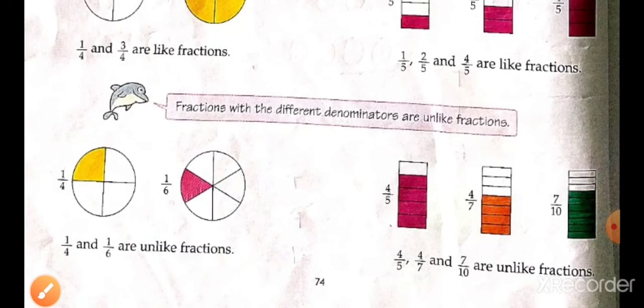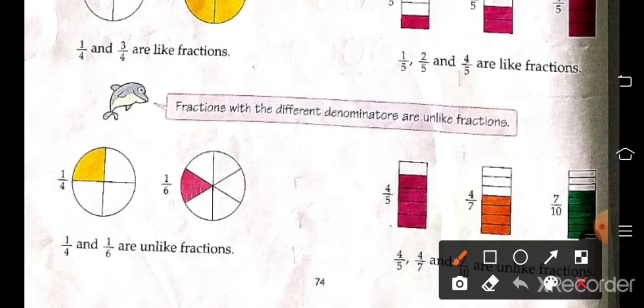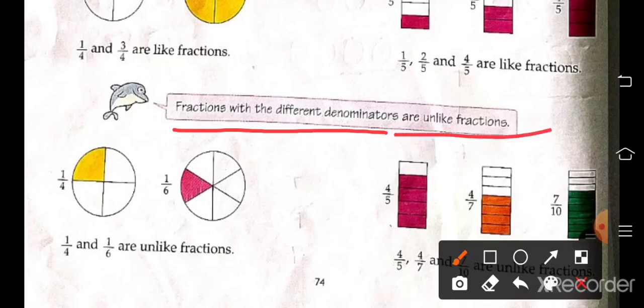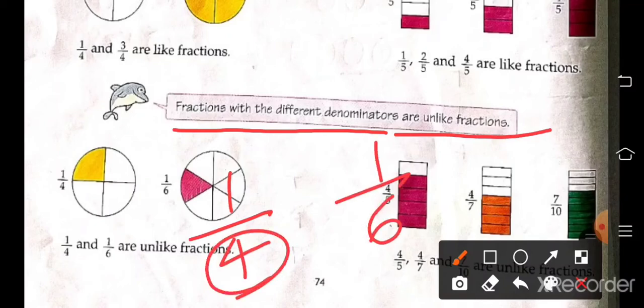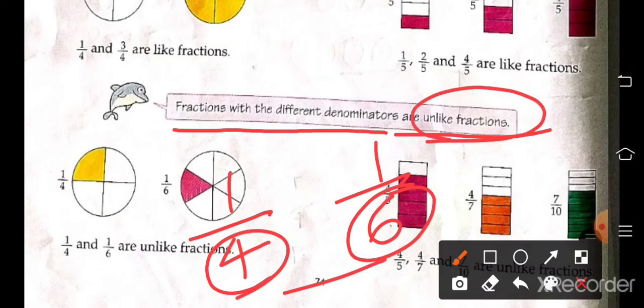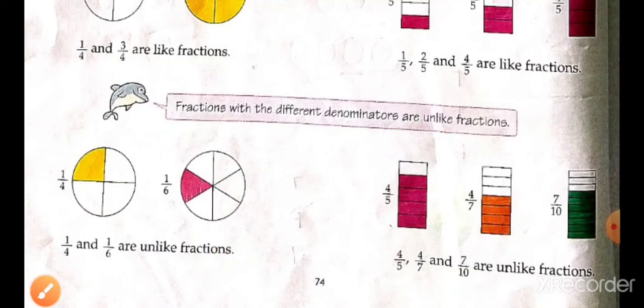Now the next is fractions with different denominators are unlike fractions. Okay, for example, 1 upon 4, 1 upon 6. Here denominator is 4 and here is 6. So different denominator, so these are called unlike fractions. Okay, now 4 upon 5, 4 upon 7 and 7 upon 10 are unlike fractions.